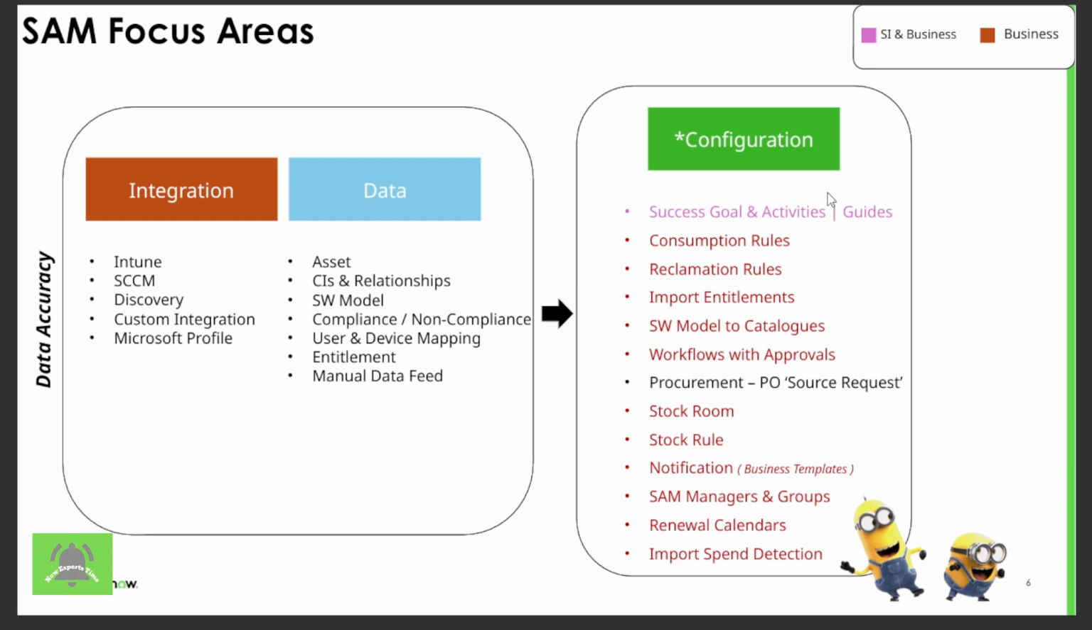Next, import spend detection. When you are onboarding a SAM solution in the business instance, before that you managed your software spend somewhere, mostly in an Excel sheet. So how much you spent, when you spent, that type of tracking you can do in import spend detection. How much the business spent for each software, in what model, in what duration, publisher details, etc. You can import it and maintain it in your software asset management solution.